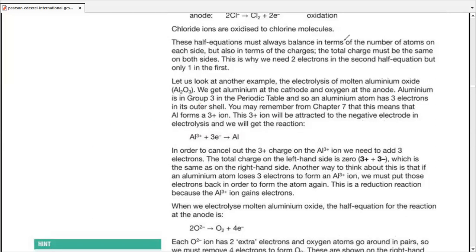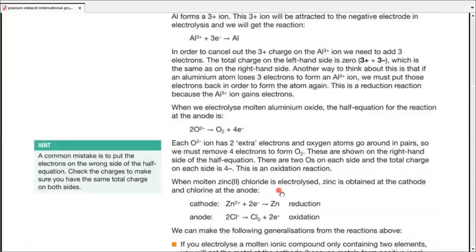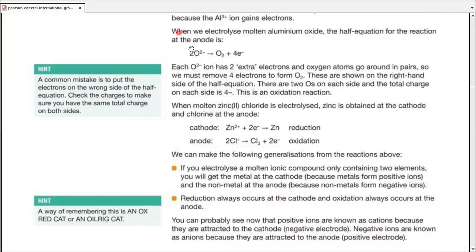Then I'm also going to erase it and move forward. A common mistake is to put the electrons on the wrong side of the half equation. Check the charges to make sure that you have the same total charge on both sides. All right, so -4 on this side, -4 on this side is the total. If the total charge on both sides is the same, then the oxidation reaction has been written correctly.